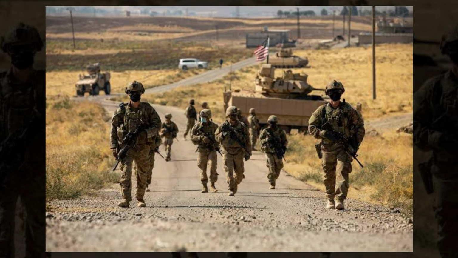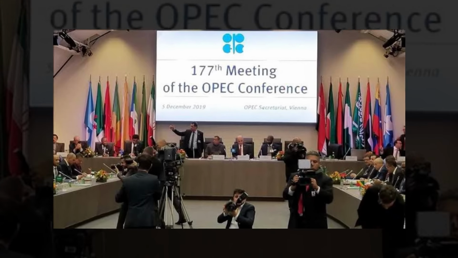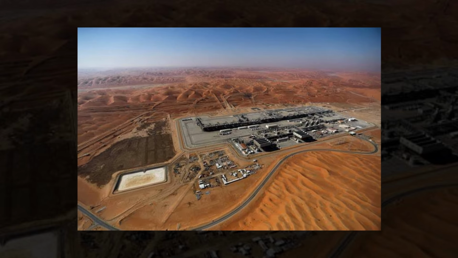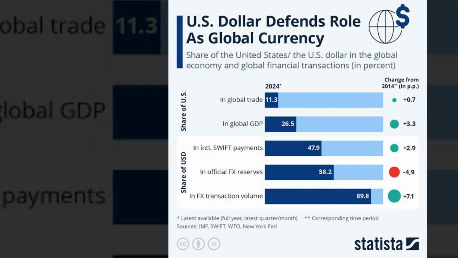When countries tried to break free, like Iraq in 2000 or Libya in 2010, they were quickly sanctioned or invaded. This system is underpinned not just by finance but by force. The US spends over $877 billion a year on defense, more than the next 10 countries combined. Despite growing challenges from China, Russia, and the BRICS nations, the US dollar still dominates.